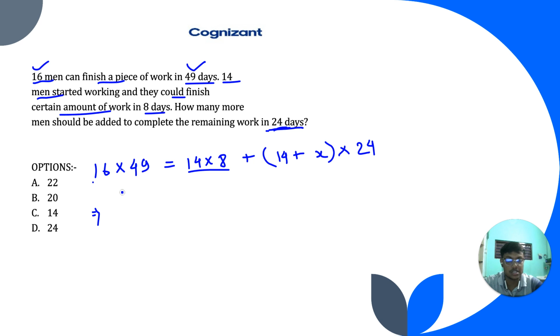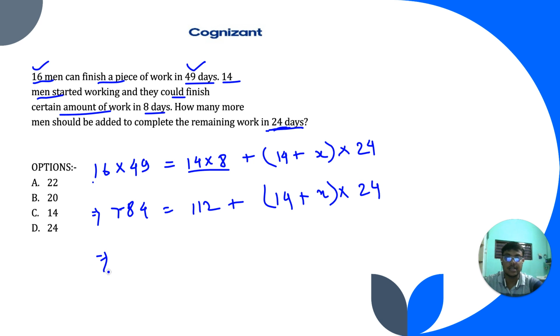So 49 into 16, that is 784. That is equal to 14 into 8, 112, plus leave it as it is, so that we can cancel it out later. Now that can be written as 14 plus x is equal to 784 minus 112. So that would be 2 and 7 and 6 divided by 24.